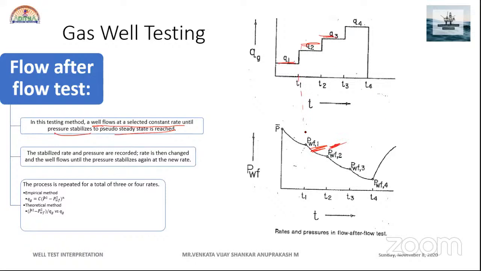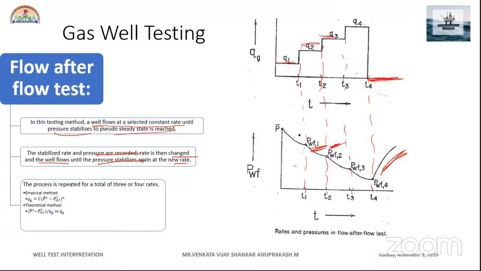So when you plot it, we have to see the corresponding impact on your pressure. Here, why are you seeing a spike? Because here the well is shut. The stabilized rate and the pressure are recorded, and the rate is unchanged, the well flowing until the pressure stabilizes again to a new rate.